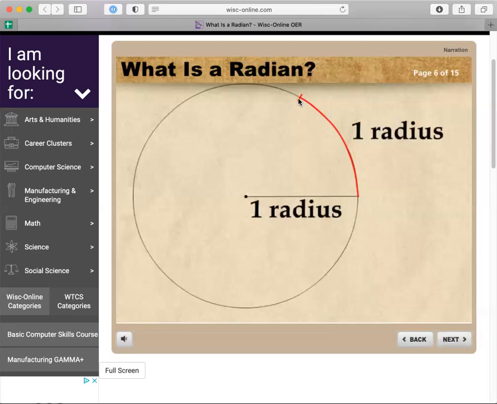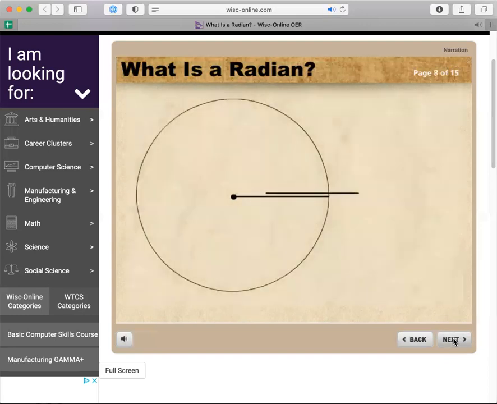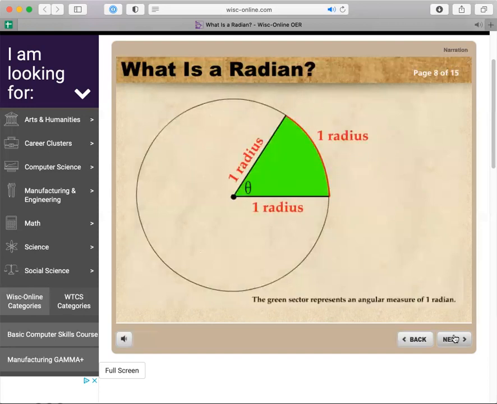A radian is defined to be the angle or the amount of rotation which is needed such that the arc that is intercepted, or the arc length here, is equal to the radius. So a radian really has to do with characteristics of a circle, not some arbitrary number like 360 for defining a degree. A central angle has its vertex located at the center of a circle. This is subtended by an arc equal to the length of the radius. The green sector represents an angular measure of 1 radian.